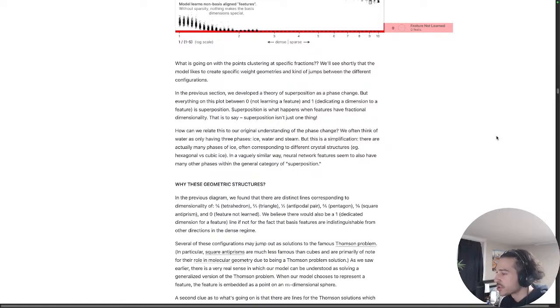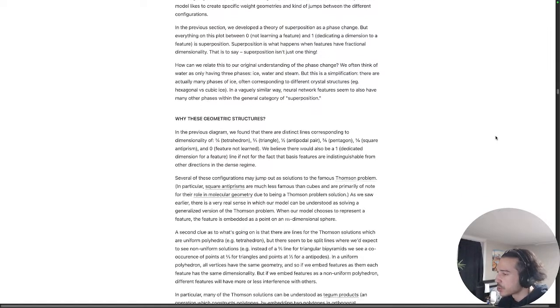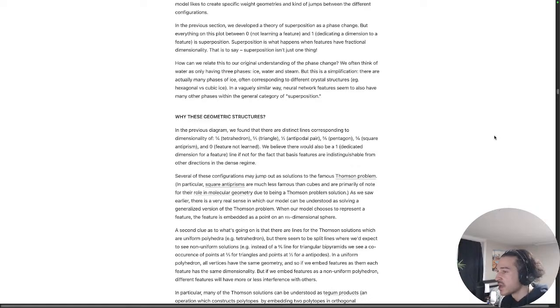Why these geometric structures? In the previous diagram, we found that there are distinct lines corresponding to dimensionality of 3/4 tetrahedron, 2/3 triangle, 1/2 antipodal pair, 2/5 pentagon, 3/8 square antiprism, and 0 feature not learned. We believe that there would also be a 1, dedicated dimension for a feature, line, if not for the fact that basis features are indistinguishable from other directions in the dense regime.